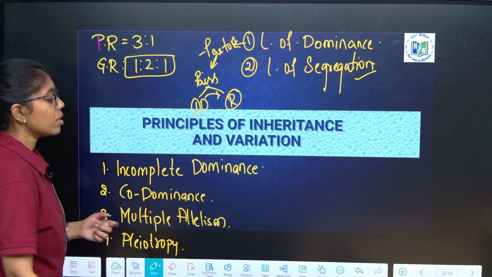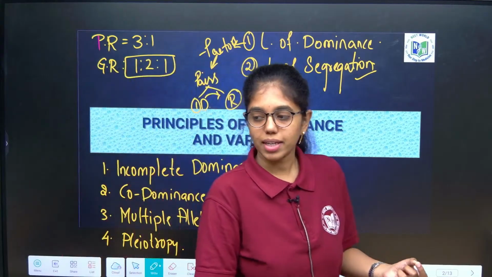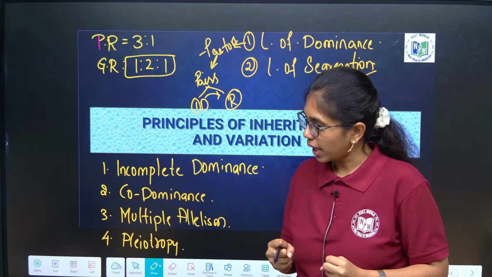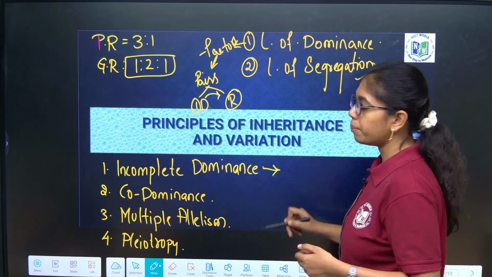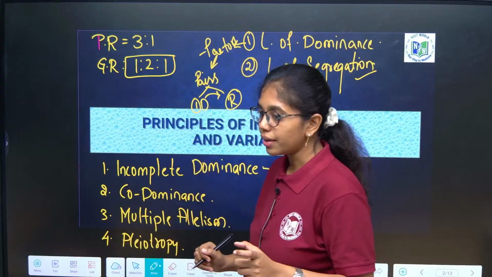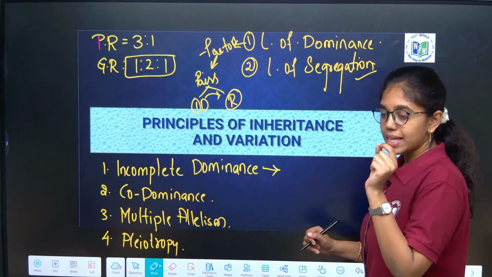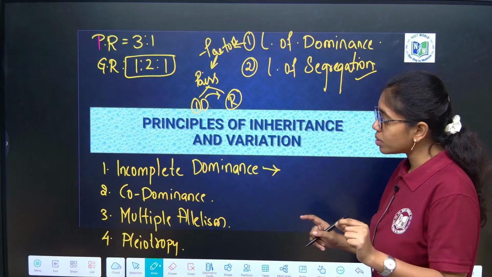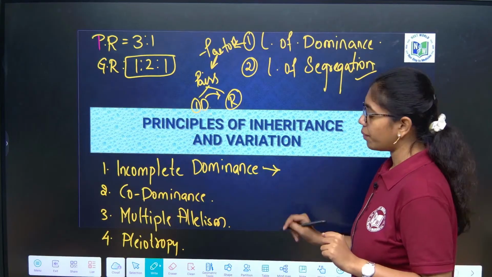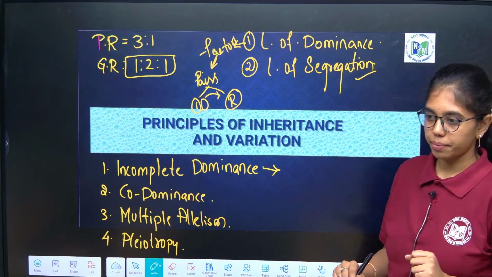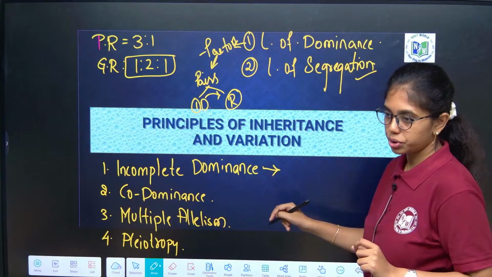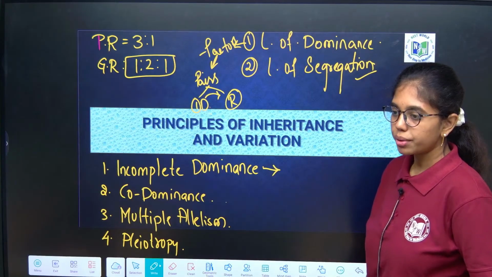In incomplete dominance, the dominant allele is not completely masking the effect of the recessive allele. What is the best example of incomplete dominance in our NCERT? Flower color of snapdragon or antirrhinum. Examples are very important, especially those kept in the NCERT explaining the concept. What is the genotypic and phenotypic ratio here? 1:2:1.